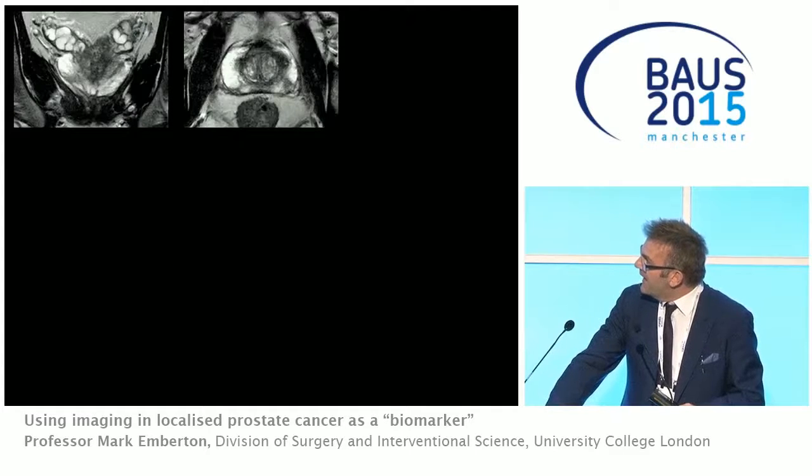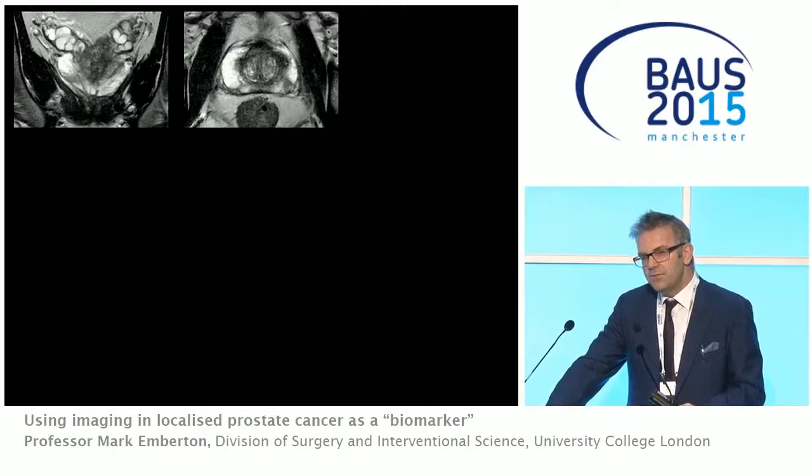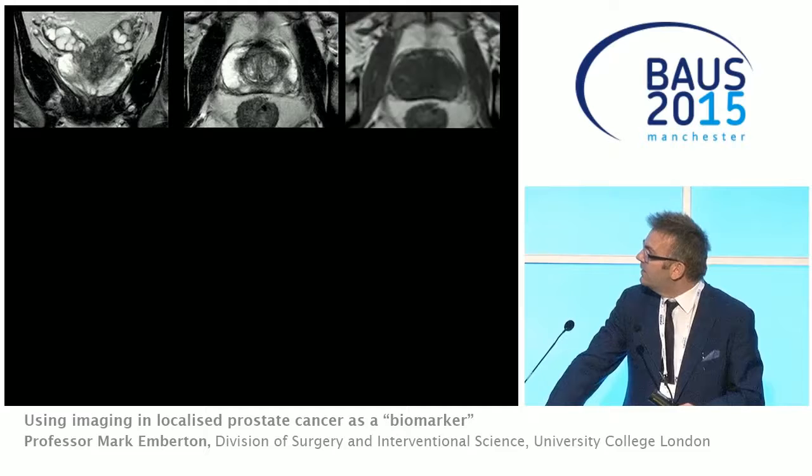The other aspect, which is the face validity, really relates to whether the information concords with our current notion of disease. So in other words, when we see a prostate cut up at step section, does it look like the MRI? Or does the MRI indeed look like the pathology?